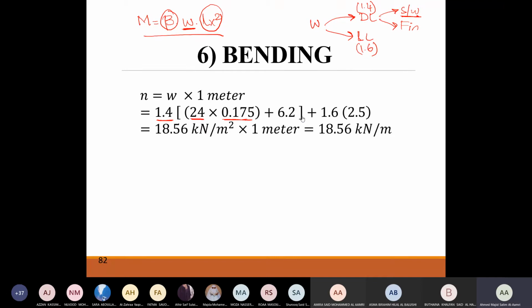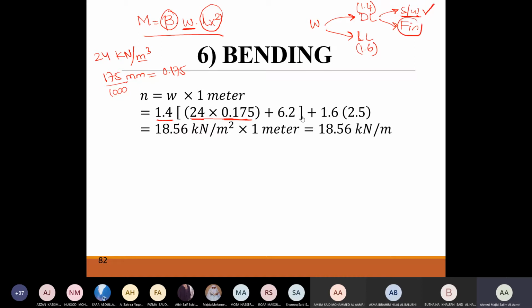So 175 divided by 1000, because 24 is having a unit of kilonewton per meter cube. It's a unit weight, while 175 is in millimeter. So we cannot multiply them together. We cannot multiply meter by millimeter. So now what we need to do, we need to divide this one by 1000. So it's going to be 0.175. So 24 multiplied by 0.175. This is representing your self weight. We finished from the self weight.